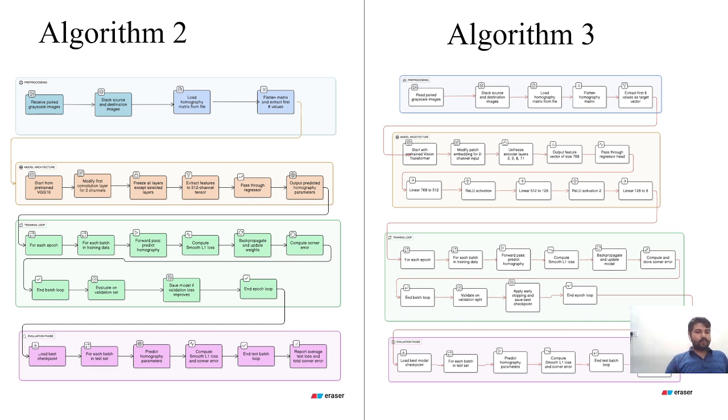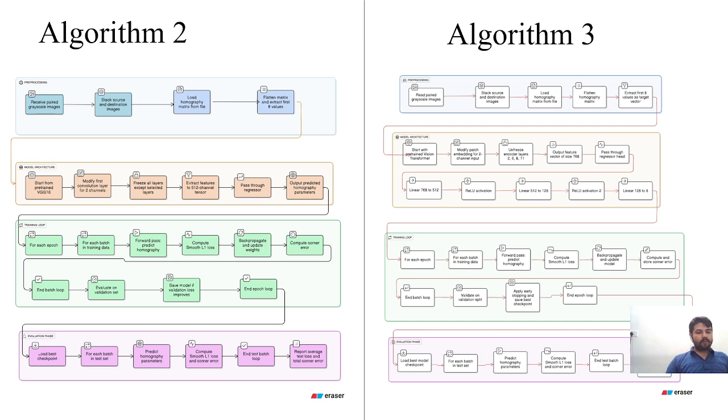In the next, algorithm 2, it deals with preparing the architecture of the VGG16 and training the VGG16. Firstly, I receive the paired grayscale images, meaning I have an image from the dataset and its warped version. Then I stack the source and destination images, load the homography matrix and flatten the matrix to extract only the first 8 values, because 4 points are used to compute the correspondence, and in the 3 by 3 homography matrix the last value is set to 1.